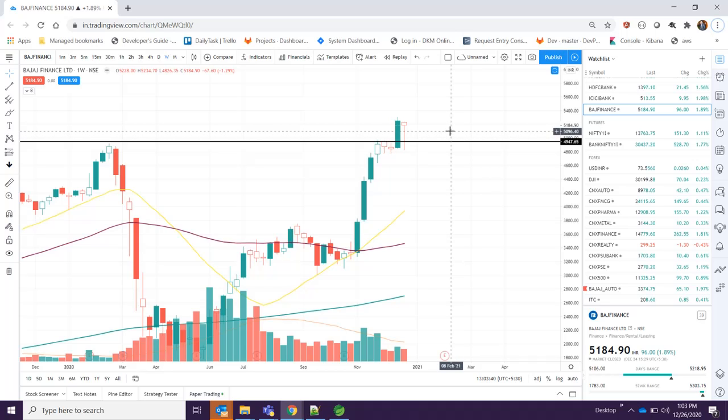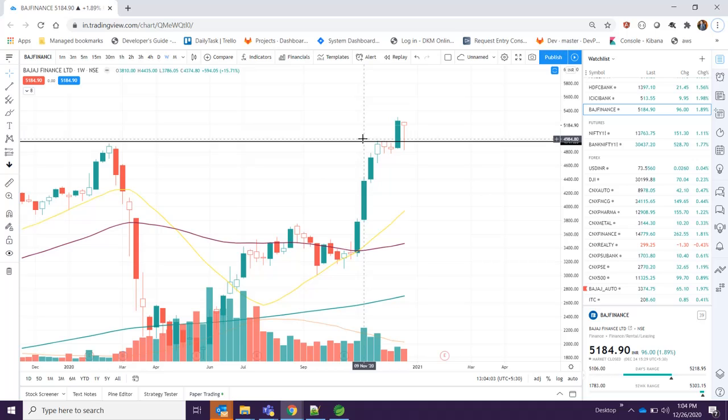So let us discuss the two steps. The first step is to draw the demand zones on the higher interval. The higher interval can be monthly time frame, weekly time frame, and the daily time frame. If you don't know how to draw the demand zones, I have specifically made an advanced price action course just on demand and supply. You can go to the description link.